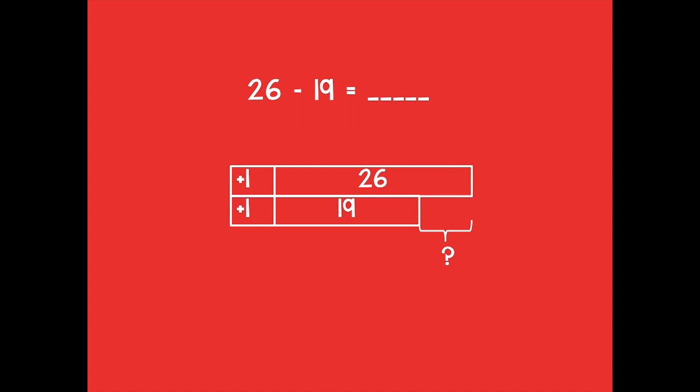So now the 26 has turned into a 27 and the 19 has turned into a 20. So my new problem is 27 minus 20. Okay, well that's an easy one for me to solve, right? It's 2 tens minus 2 tens and I'm left with 7 ones. So hopefully you guys got that too. And if not, it's okay. This is a tricky strategy, so we're going to keep practicing.